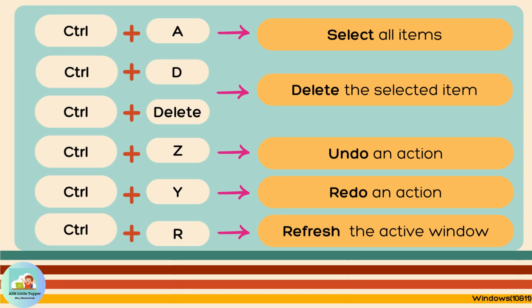Control plus alphabet D or Control plus delete is to delete the selected item. Control plus alphabet Z is to undo an action. Control plus alphabet Y is to redo an action. Control plus alphabet R is to refresh the active window.